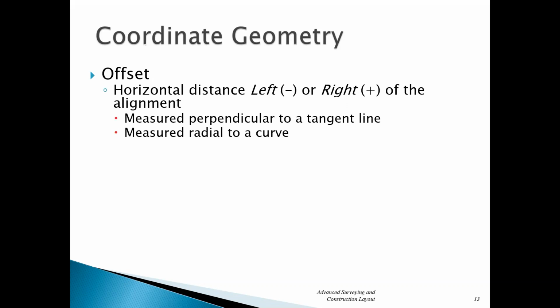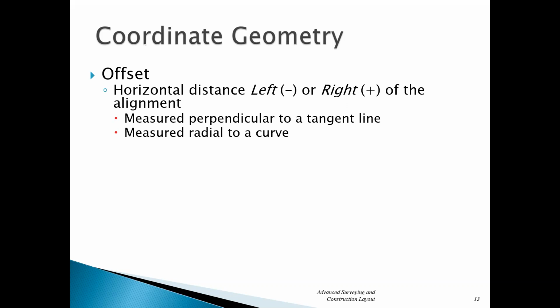Offsets also, the one thing to understand with offsets, the distance left is typically considered negative. Now that's not true by everybody's standard, but that's what we usually use, and right is usually positive. And that is measured either perpendicular to your tangent or radial to a curve. And that concept of radial, you've got to think about what that really means. And again, we'll talk about that more as we get into it.